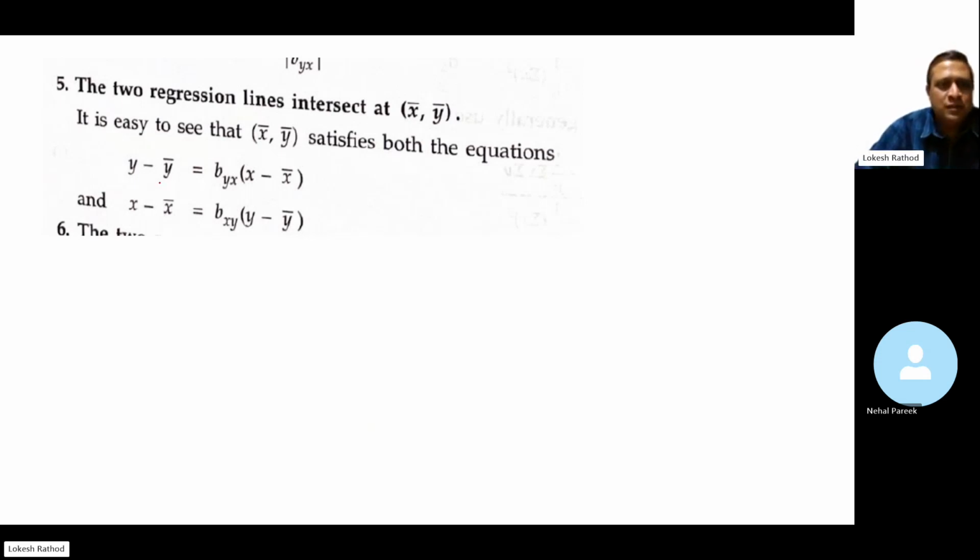So how do we know this? Basically, if you put x bar instead of x, and y bar instead of y, are you getting 0 is equal to 0? And here also, instead of x you put x bar, instead of y you put y bar, you are getting 0 equal to 0. So both the lines satisfy this point. If any point satisfies the given equation of a line, that point is on that line. So that's the reason. Just remember this result. It will be helpful in question solving. Two regression lines intersect at x bar and y bar.